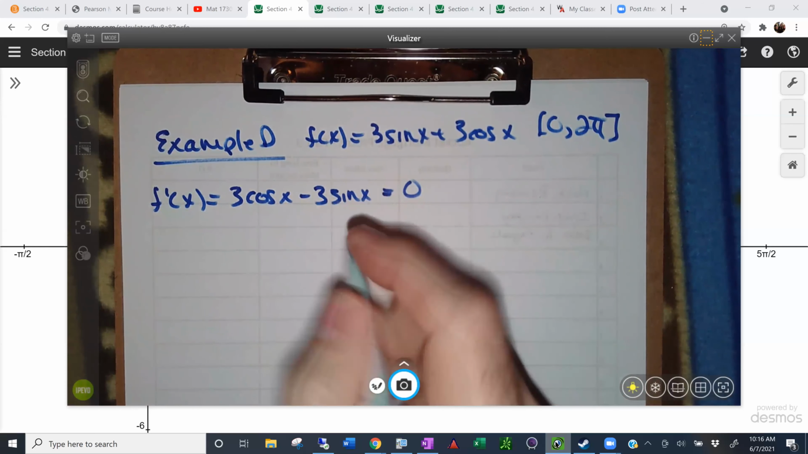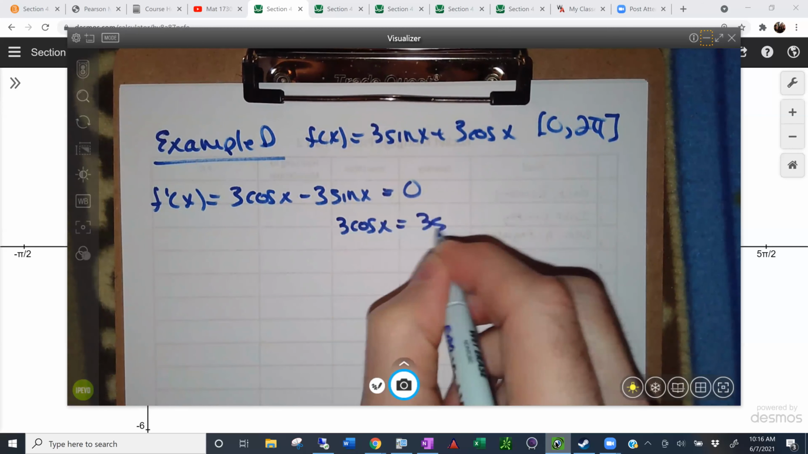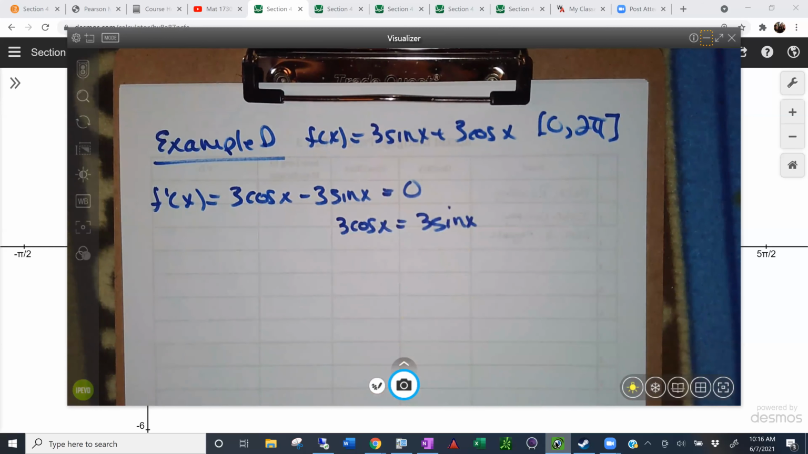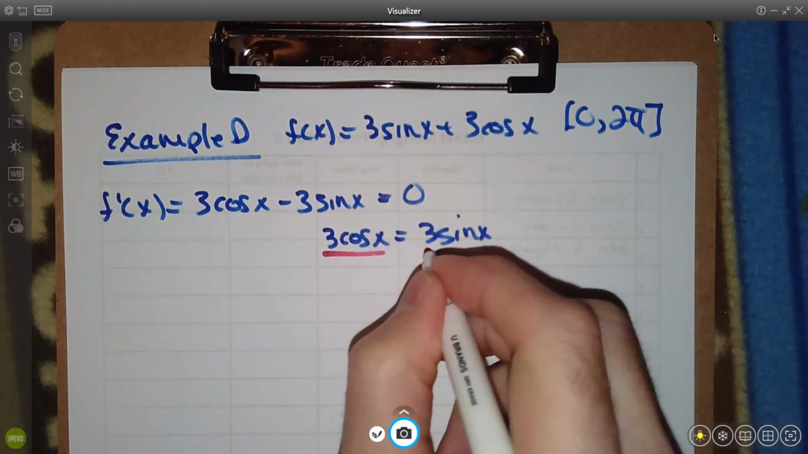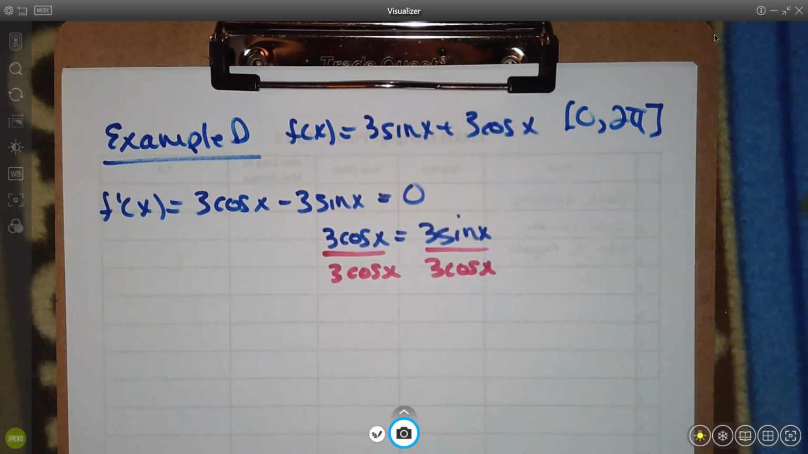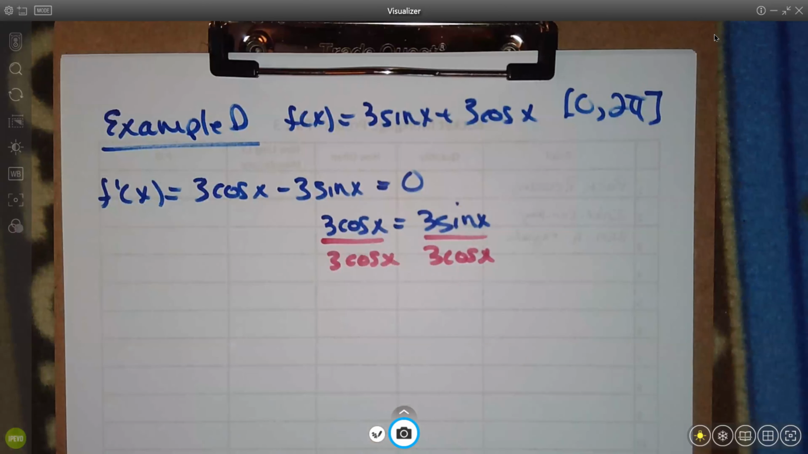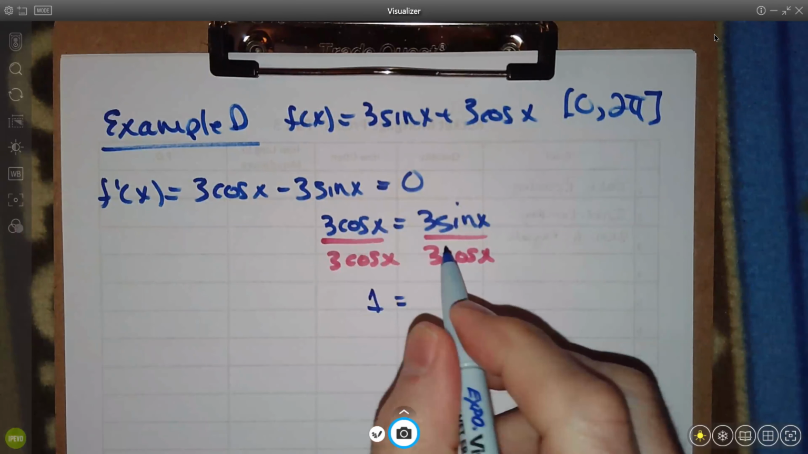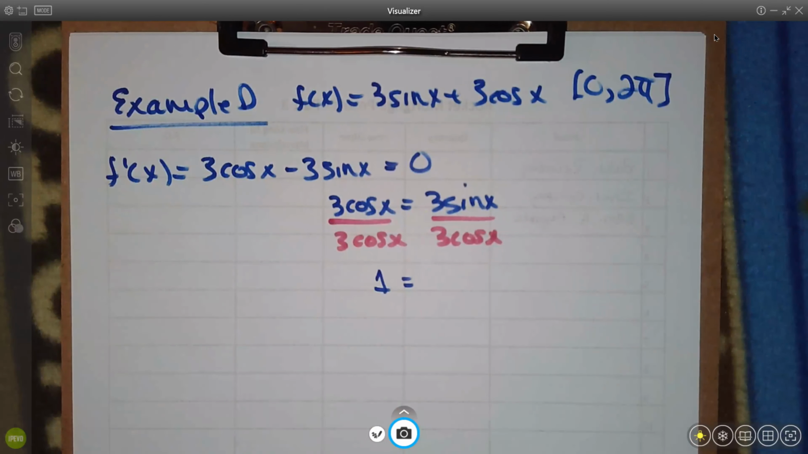Let's move the 3 sine x term to the other side. I get 3 cosine of x equals 3 sine of x. And there's a little bit of a trick here that maybe you picked up in your trigonometry class. To solve something like this, what I would do is divide both sides by 3 cosine of x. On the left-hand side, what do I get? 1. And on the right-hand side, the 3's cancel, and I'm left with sine over cosine. Another term for sine over cosine would be what?